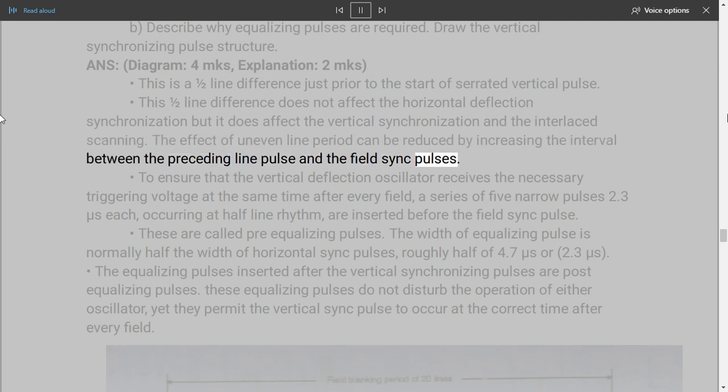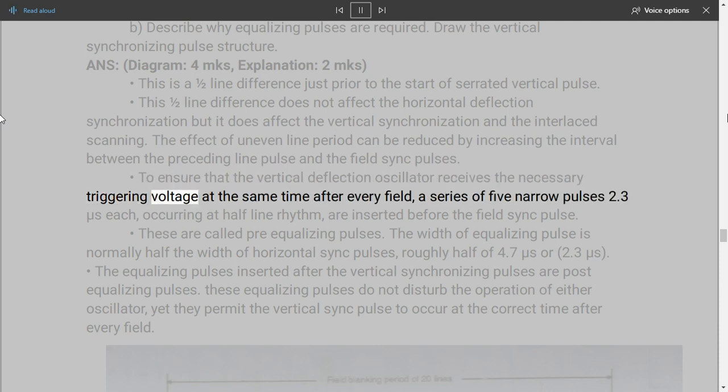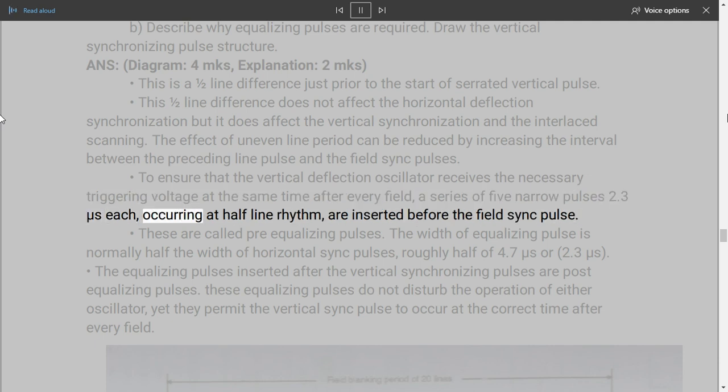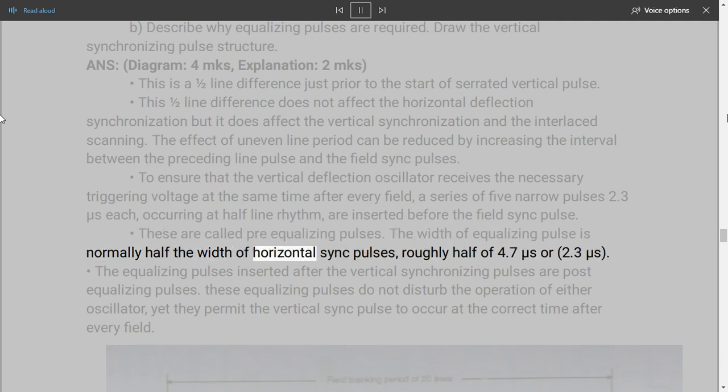To ensure that the vertical deflection oscillator receives the necessary triggering voltage at the same time after every field, a series of 5 narrow pulses of 2.3 µs each, occurring at half-line rhythm, are inserted before the field sync pulse. These are called pre-equalizing pulses. The width of an equalizing pulse is normally half the width of horizontal sync pulses, roughly half of 4.7 microseconds, or 2.3 microseconds.